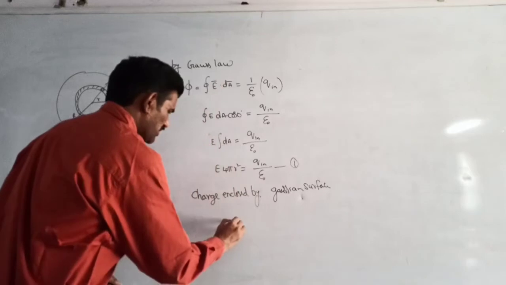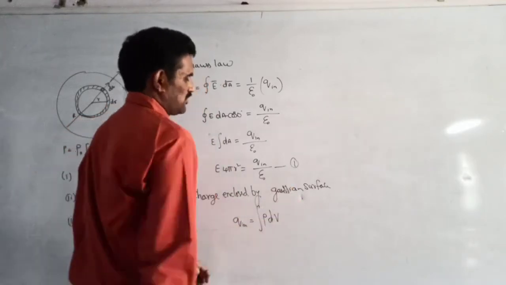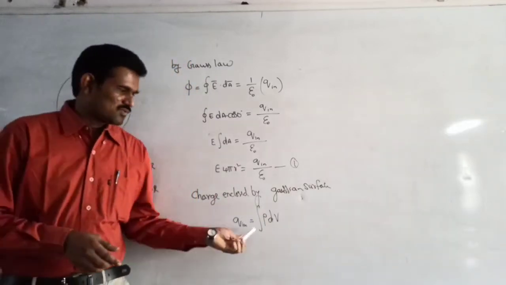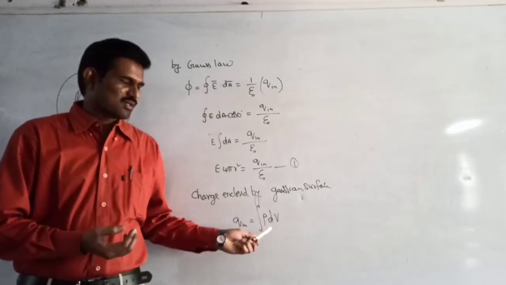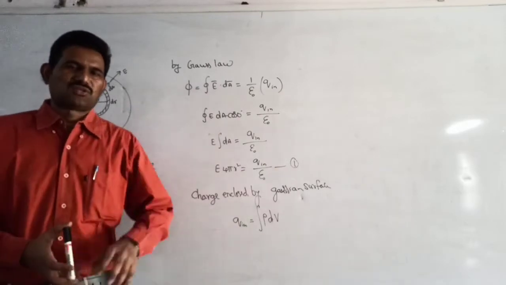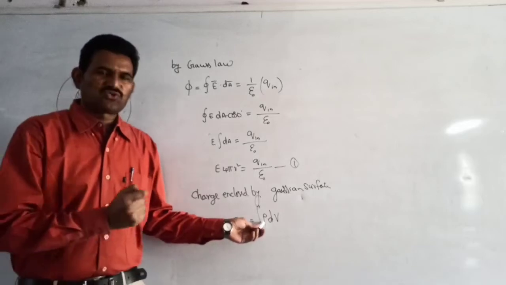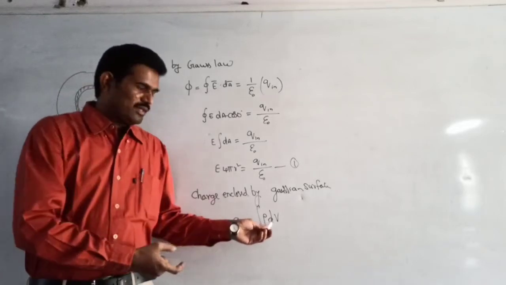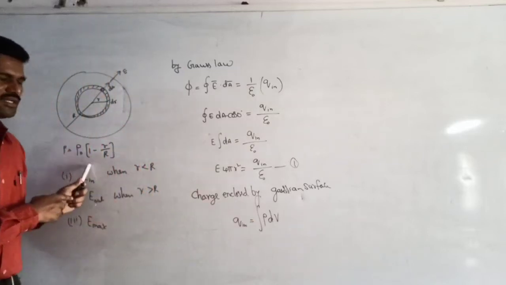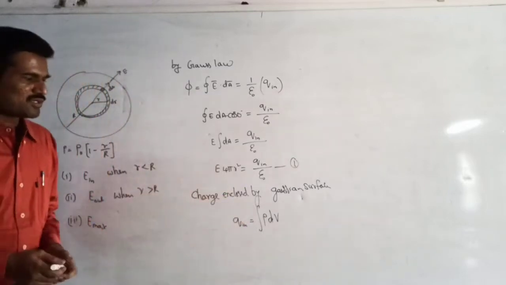The charge enclosed by the Gaussian surface is nothing but q in is equal to integral of rho into dV. Because in the previous derivations, if rho is uniform charge density, then we wrote rho into the volume directly, like for a uniformly charged sphere. But here, since the charge density is variable, we need to take a small element and then we should write the integration here.